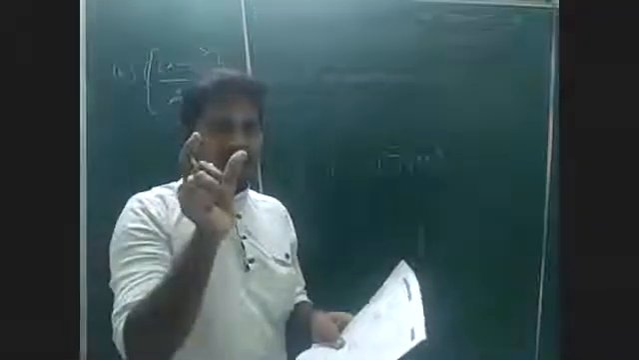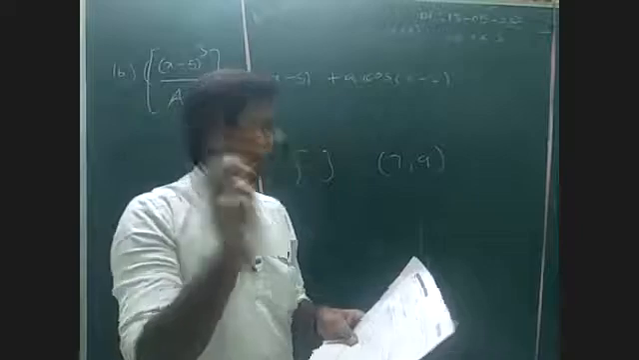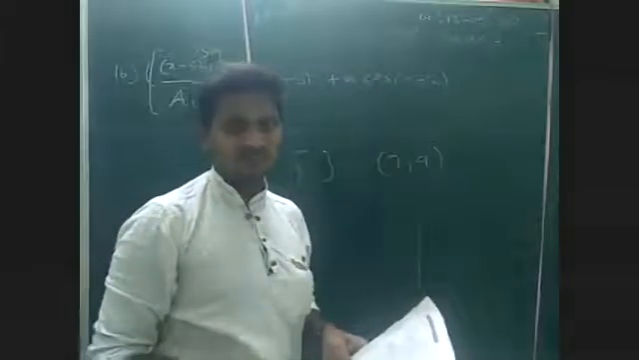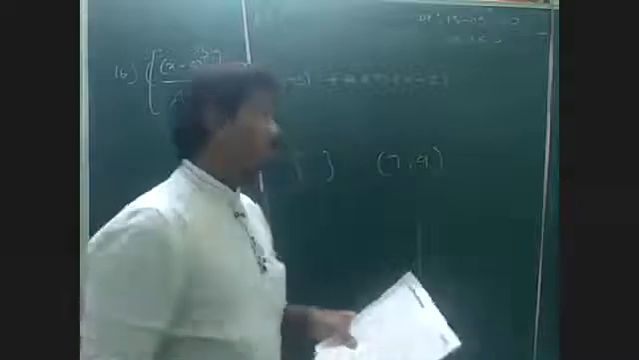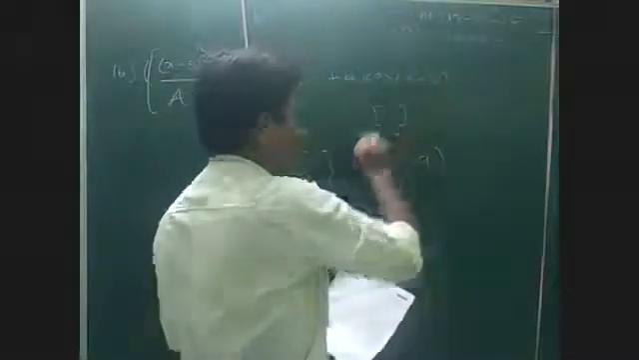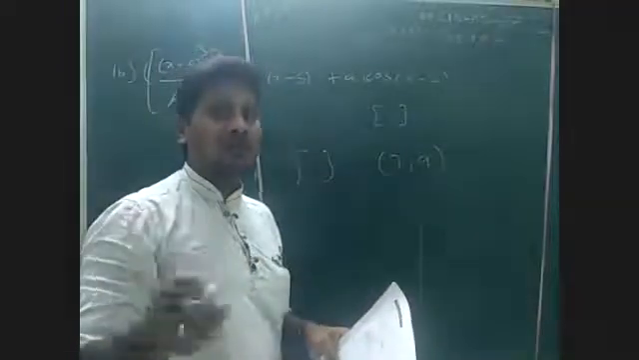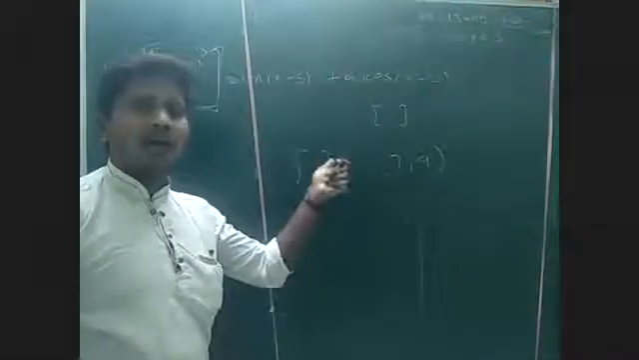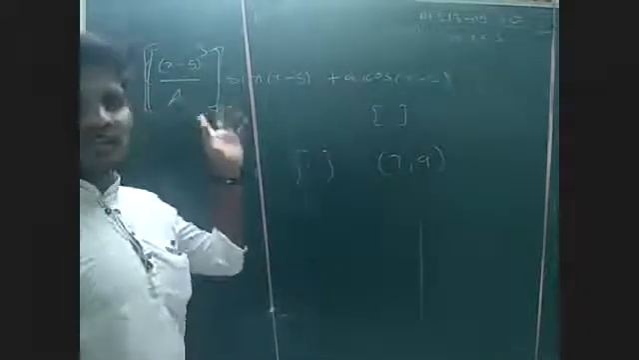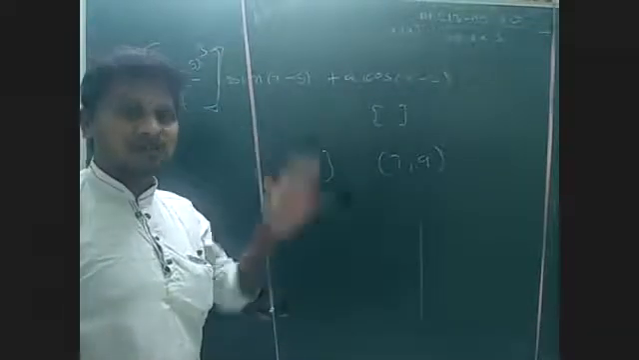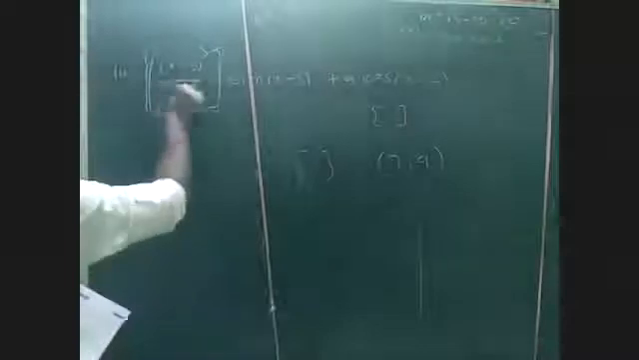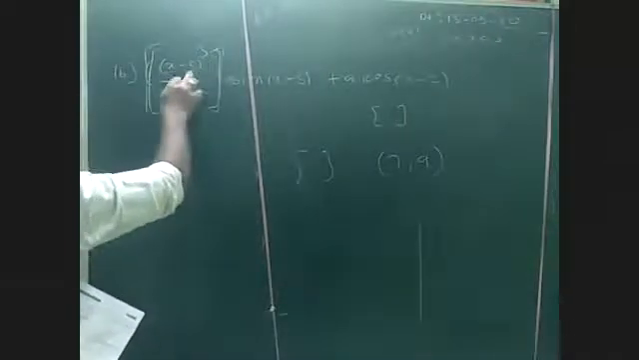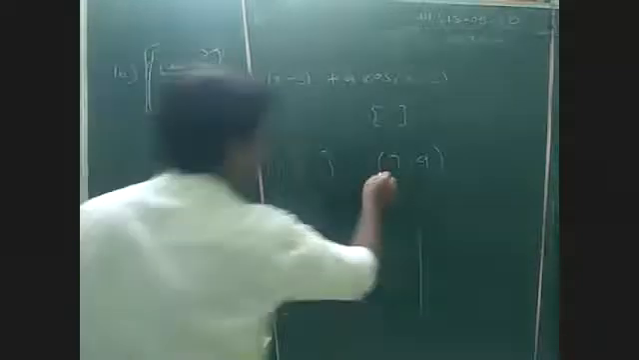So in the open interval 7 to 9, it is continuous as well as differentiable. I already said that this greatest integer function cannot be continuous, cannot be differentiable at every integer. So if it is an integer, it should not be continuous or differentiable. But in the question they mentioned that it is continuous as well as differentiable, so we can make this A value more than this numerator. More than this numerator.